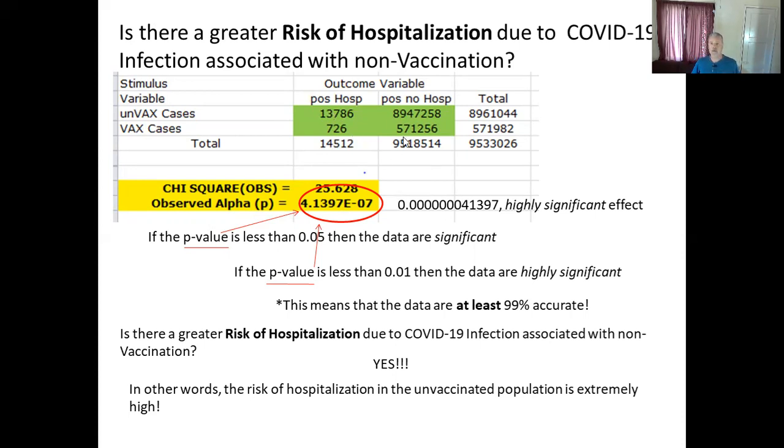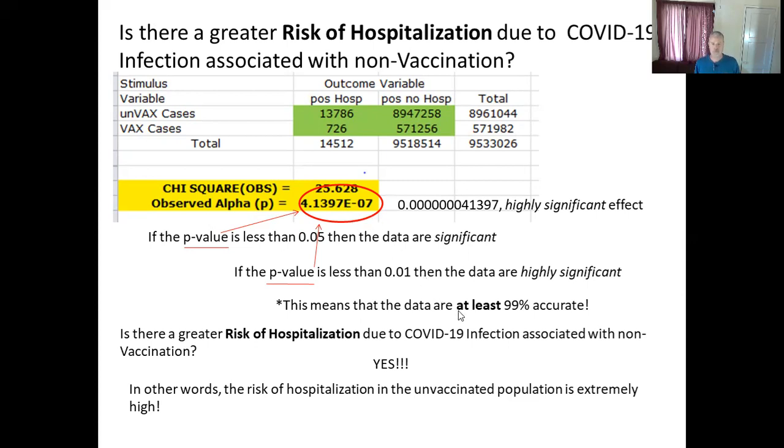We run our chi-square statistic, and look, we get another exponential property here, highly significant data indicating that at least 99% of all that we know, we are correct, answering the question, is there a greater risk of hospitalization due to COVID-19 infection associated with non-vaccination? Resounding yes, the risk is extremely high. That is a highly significant difference.